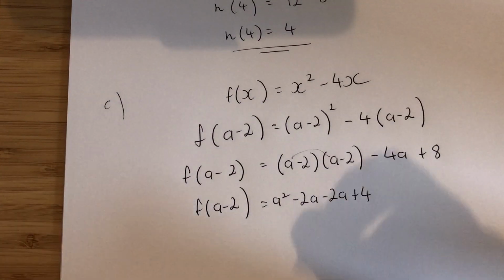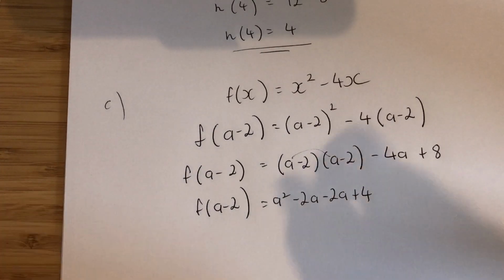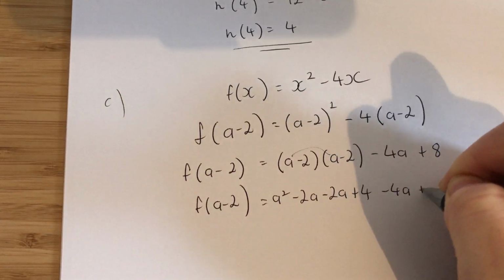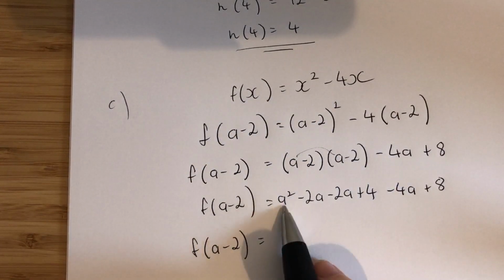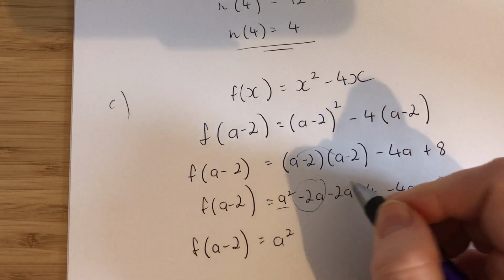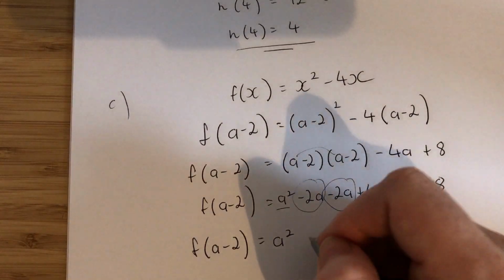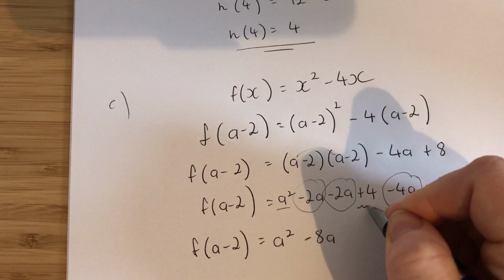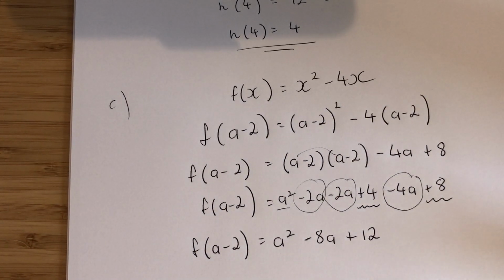Now I've done that quite quickly. If you're not sure about how to expand this bracket, then look at the expanding brackets tutorial. Minus 4a plus 8. Last little thing we're going to do is just tidy that up. So we've only got one a squared term, so a squared. We've got minus 2a, minus 2a, minus 4a. So that's going to end up at minus 8a, plus 4, plus 8, so plus 12. So you've got f of a minus 2 is a squared minus 8a plus 12.